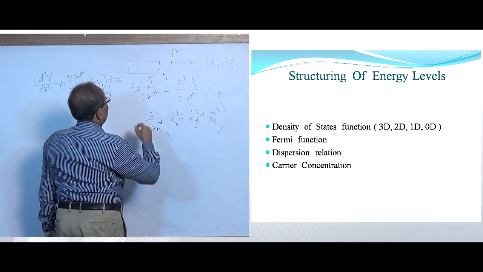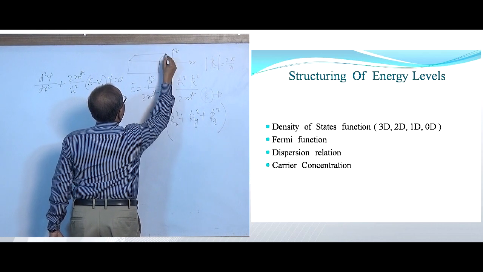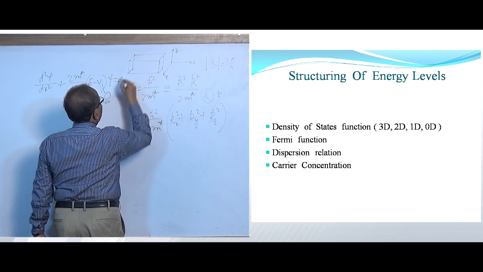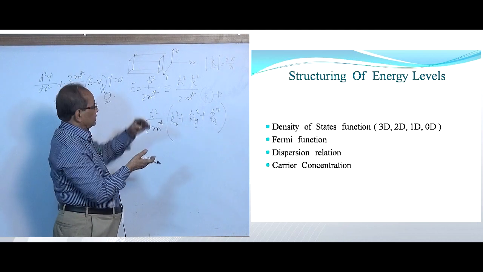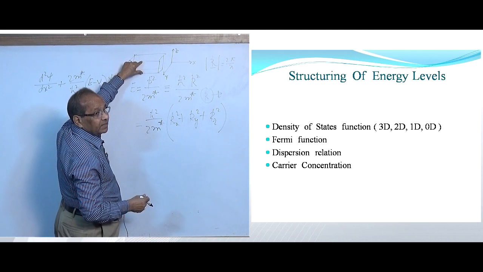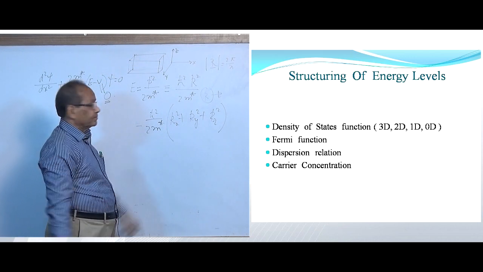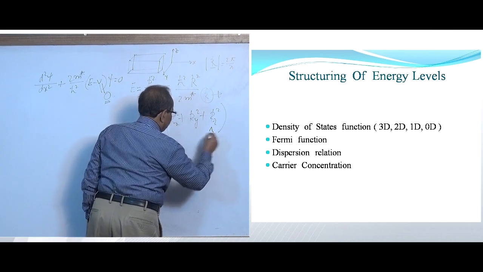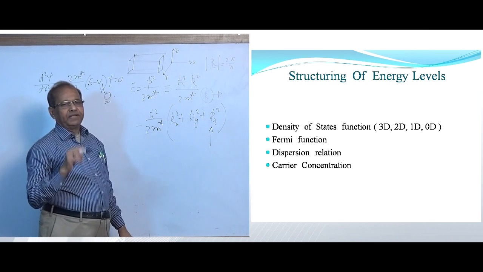But supposing this z axis is gradually shrinking like this, right? So it is scaled down and down, going to the nanometric size. Then what happens? The kz, the movement of the electron in the z direction, is confined.